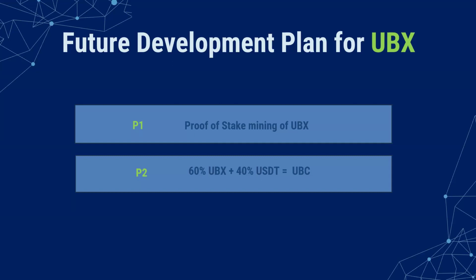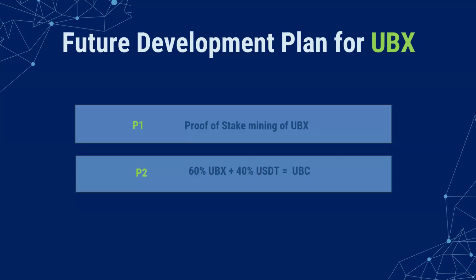In order for you to generate UBC token, you need to have a combination of 60% UBX token plus 40% USDT, so that you can generate or mine UBC token. So this will create utility and demand for UBX token.